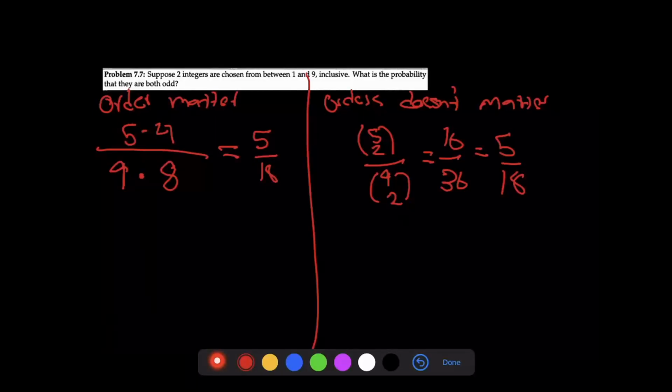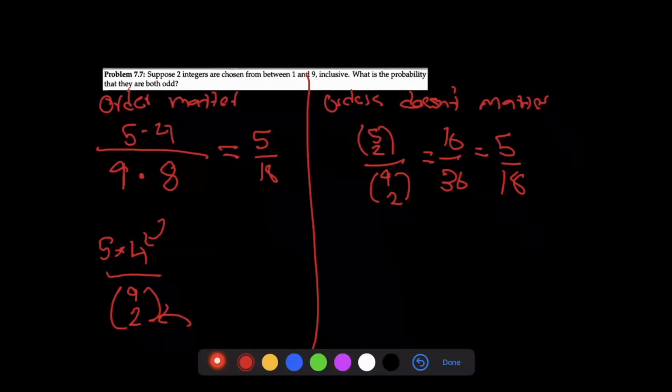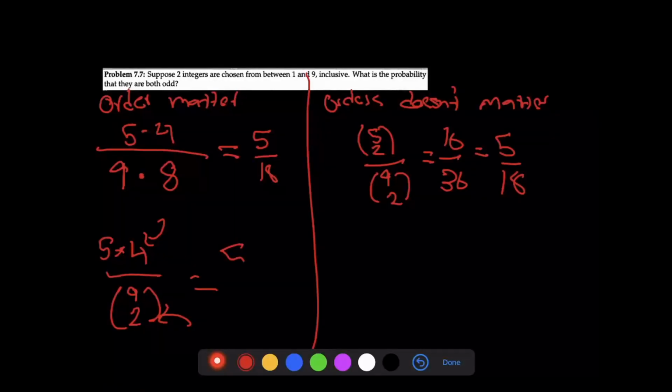Remember, don't compare apples to oranges. Don't say there are 9 choose 2 ways to pick two numbers, and there are 5 times 4 ways to pick two odd numbers. Right now we're saying order does matter, and here we're saying order doesn't. So you're comparing apples to oranges, and you would get something weird like 5 ninths, which is not our answer. So remember to stay consistent: either order matters or order does not matter.